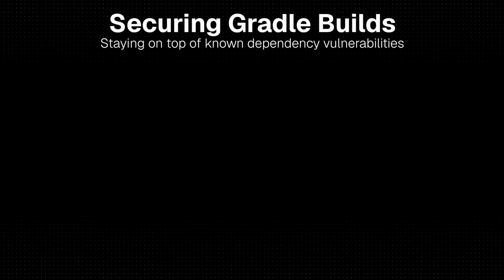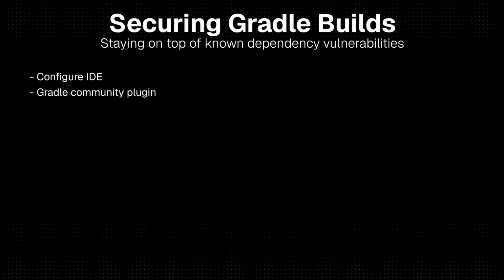We will go over 3 ways that you can use to be alerted to known dependency vulnerabilities to ensure your builds remain secure. The first is to configure your IDE to inform you of known vulnerabilities. We will demonstrate how to do this with IntelliJ.